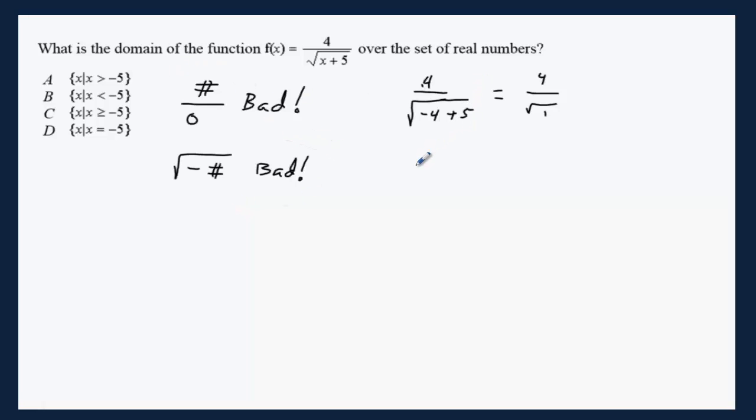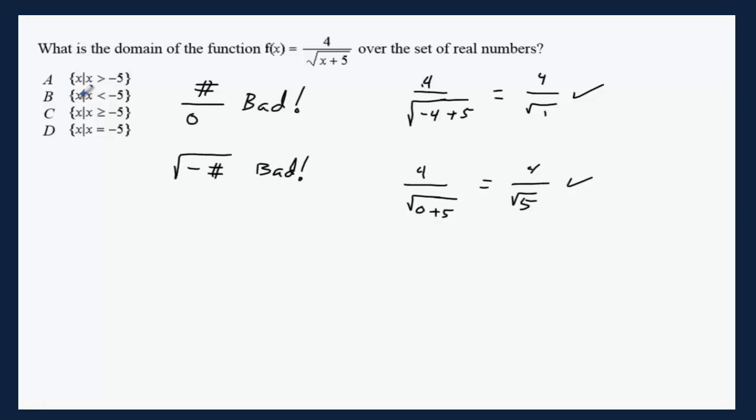If you try another number, let's say 0, which is greater than negative 5, you get 4 over the square root of 0 plus 5, which is 4 over the square root of 5. That's going to be right; you get a number. Try anything greater than this. x equals 5: 5 plus 5 is 10, the square root of 10, so that's fine. Choice A seems fine.